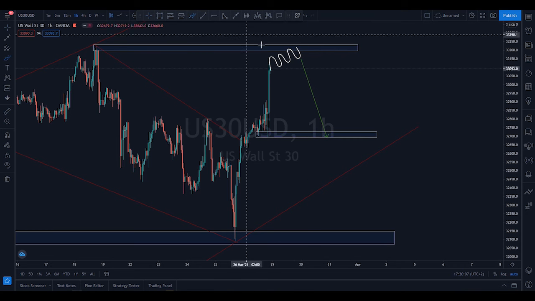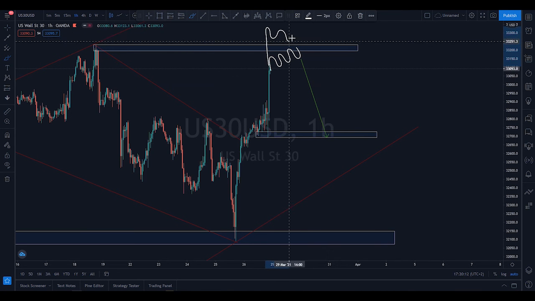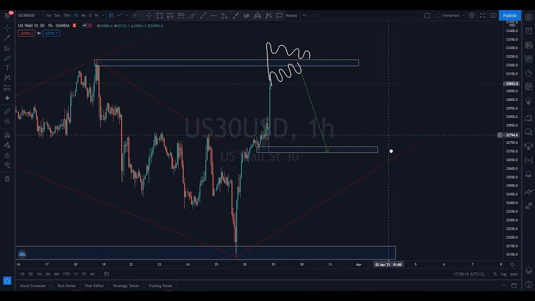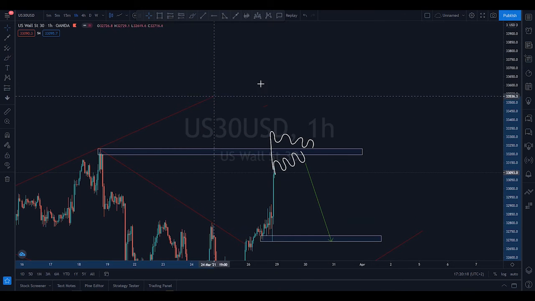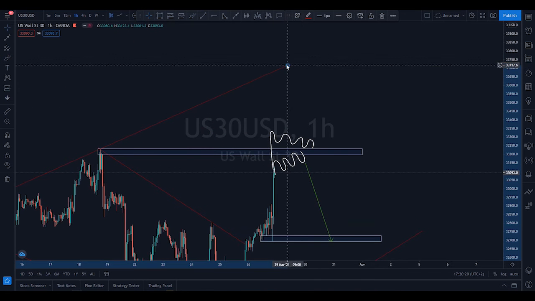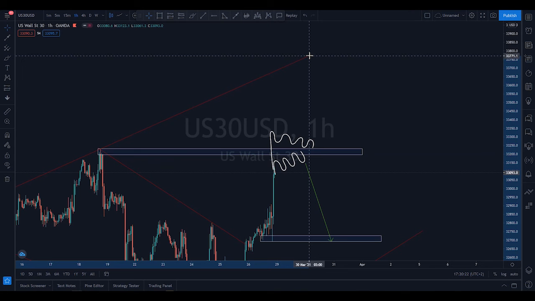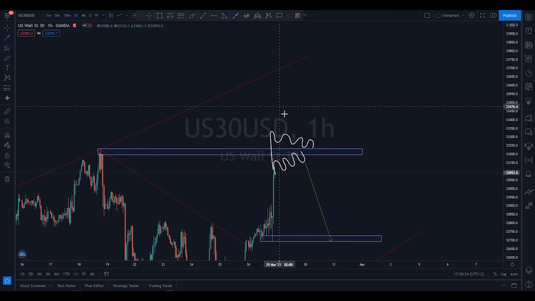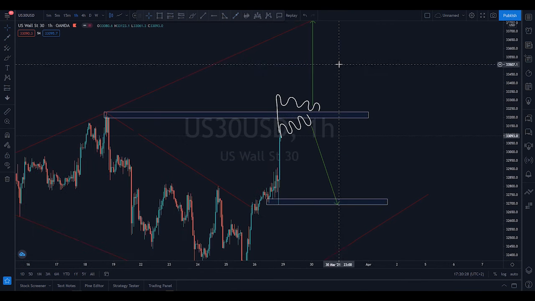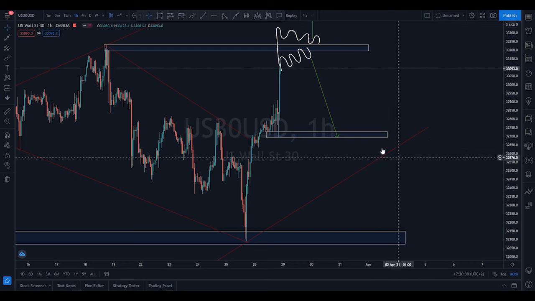Or it can break out here and then start correcting to the downside, which will then safely mean that the price might push to the upside to create a new higher high. So that's it for US30.